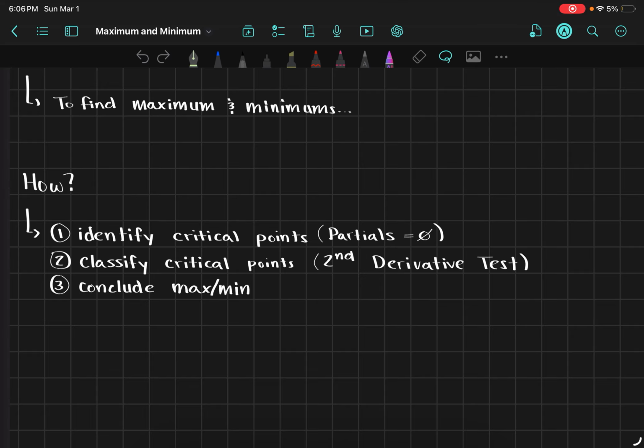And then finally, we're going to conclude maximum and minimums based off of everything that we're given, based off of our critical points, based off of the values that those critical points give us within the function. That's essentially going to conclude whether we have a maximum or minimum, or in some cases, it may be unclear, it may be inconclusive, or it may even be something that we like to call a saddle point.